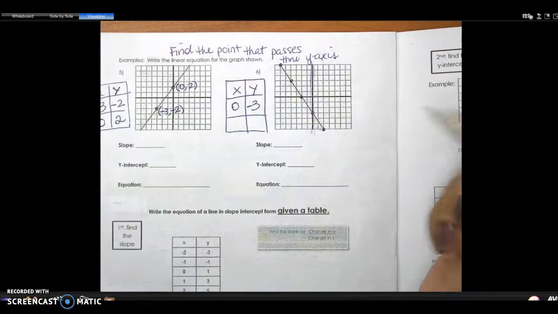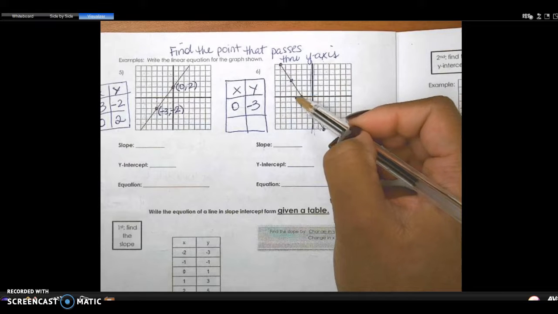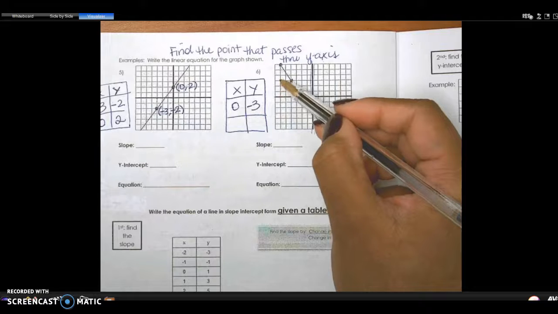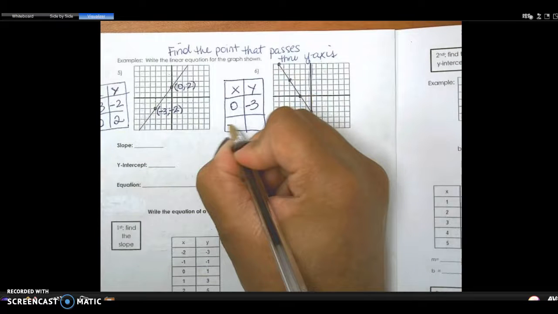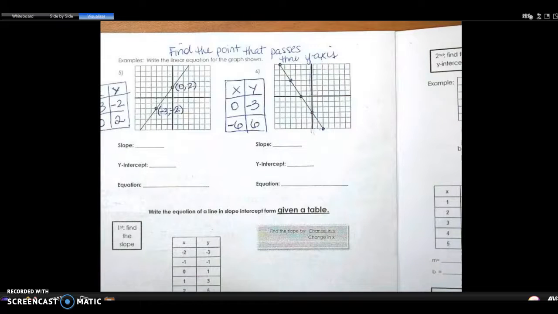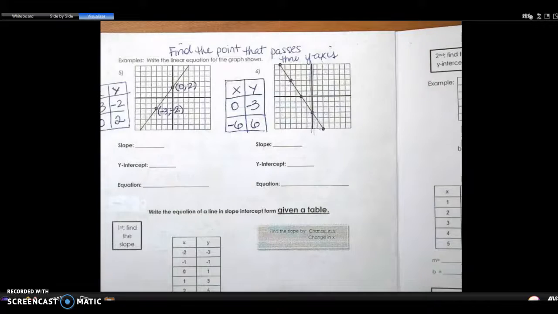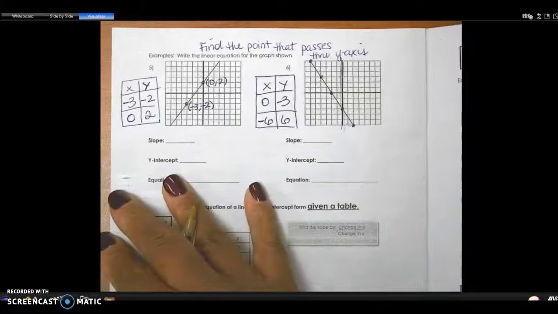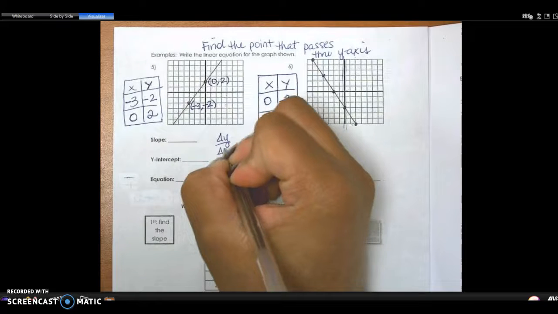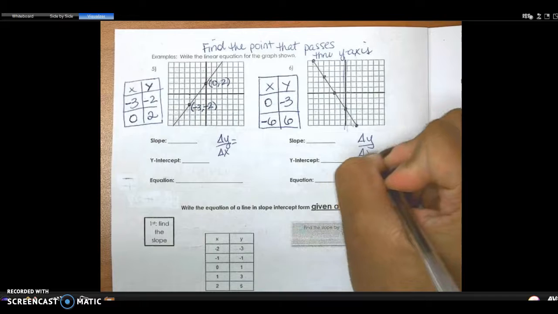Now I'm going to take another point. Let's try this one over here. How far did I run? -1, 2, 3, 4, 5, 6. And how high did I jump? 1, 2, 3, 4, 5, 6. So I ran to the left 6, and then I jumped up 6. I need to figure out if I'm running or jumping. But anyway, so now I need to find my rate of change. That's my delta y over delta x for this one, and delta y over delta x for this one.